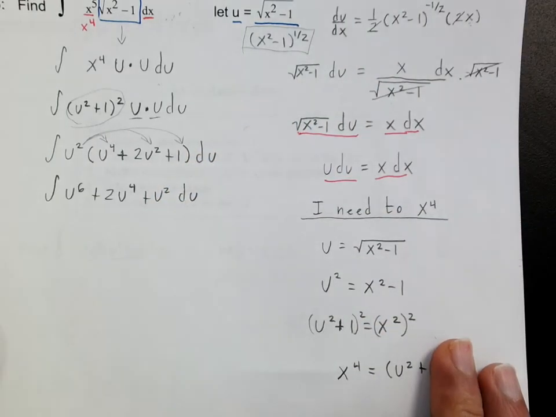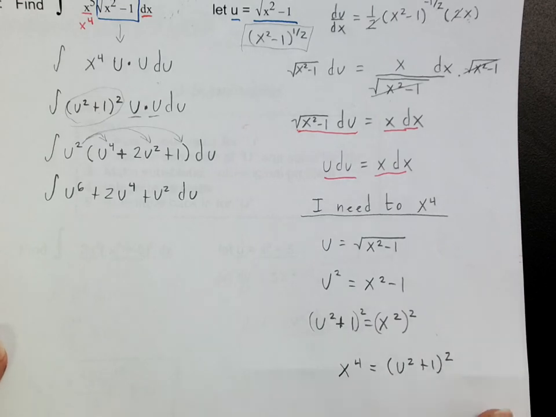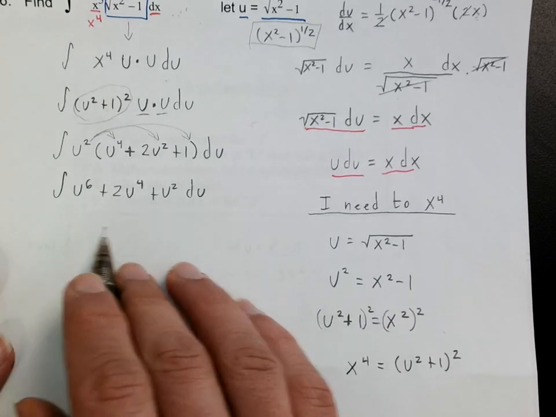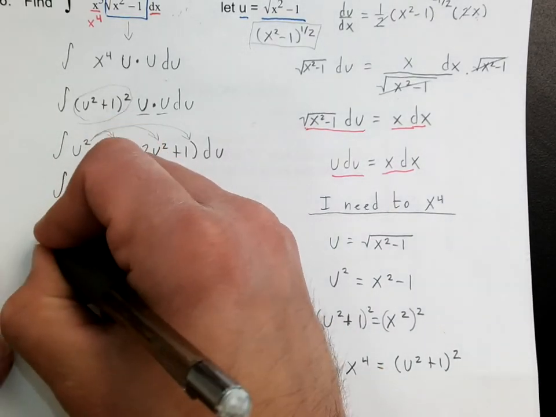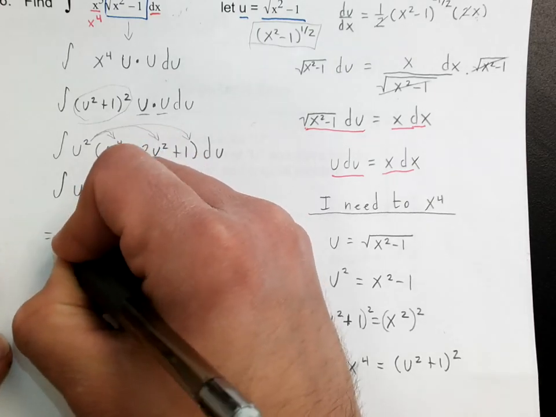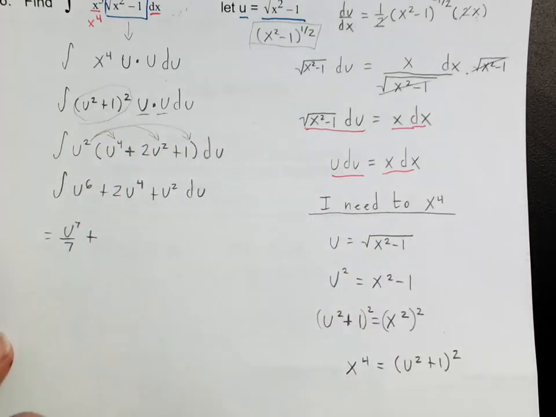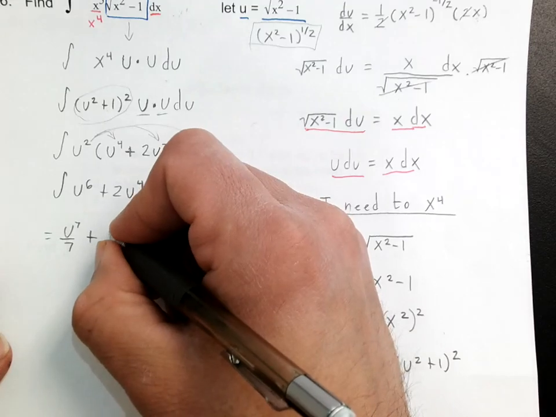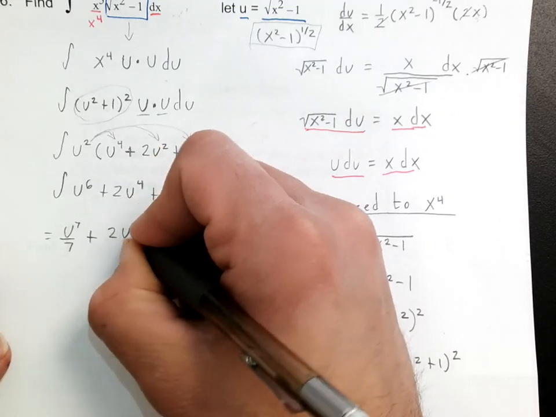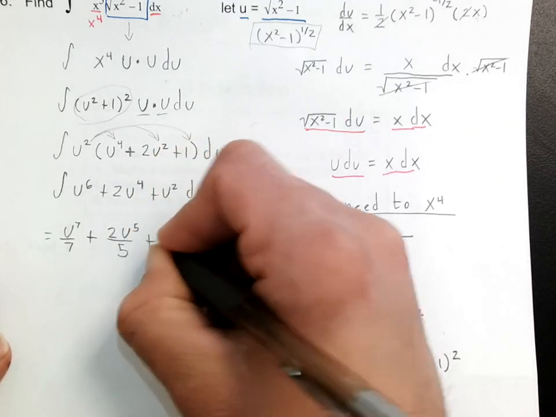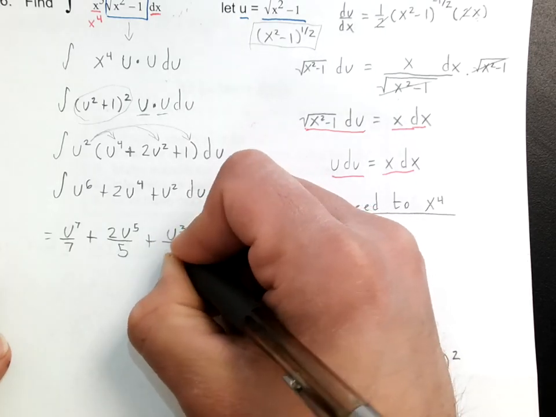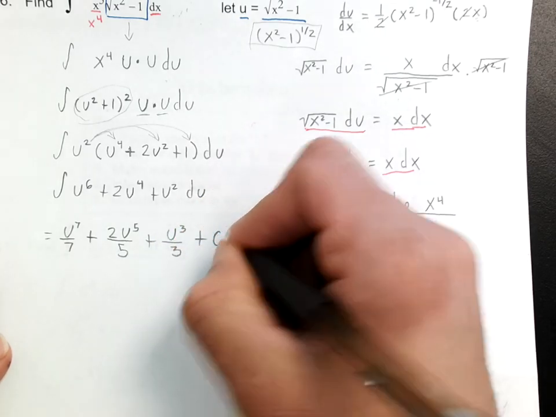Now I can take the antiderivative or the integral, which is the same thing, of all of this. Alright, so this is going to be equal to u to the seventh over 7 plus 2u to the fifth over 5 plus u to the third over 3 plus c.